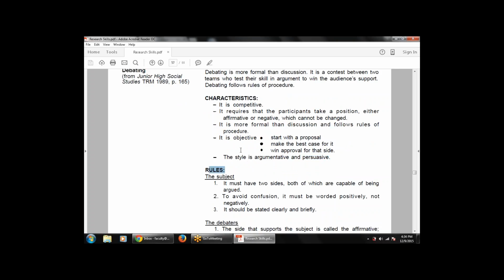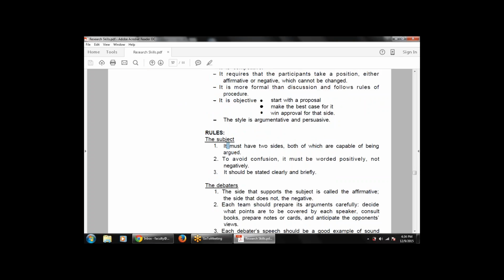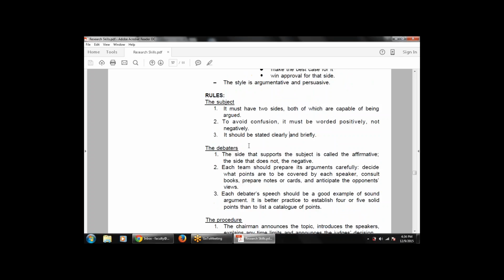Then what are the rules? So these are the various characteristics. And what are the rules? The first rule is the subject. The subject must be very clear from both sides, whether there is opposition or favor in the argument. So whatever the rule used, the subject must be clear. It must have two sides, both of which are capable of being argued. To avoid confusion, it must be worded positively, not negatively. And it should be stated clearly and briefly.